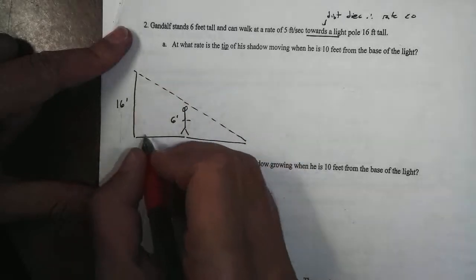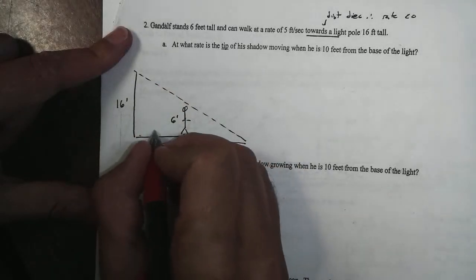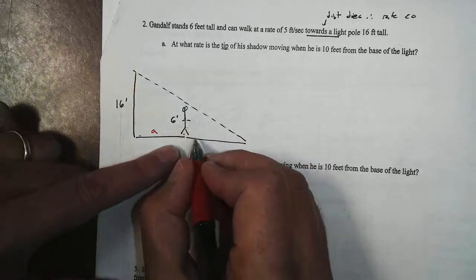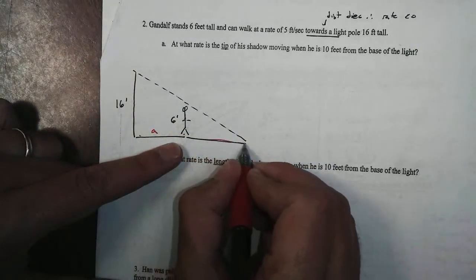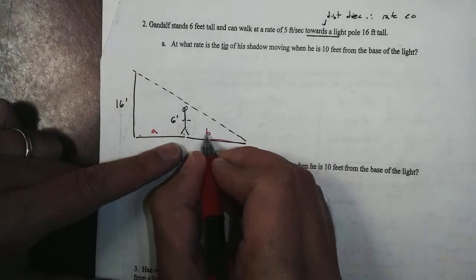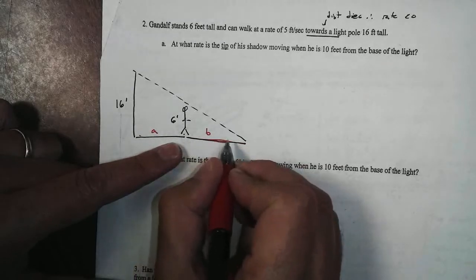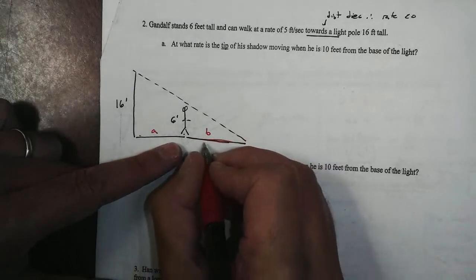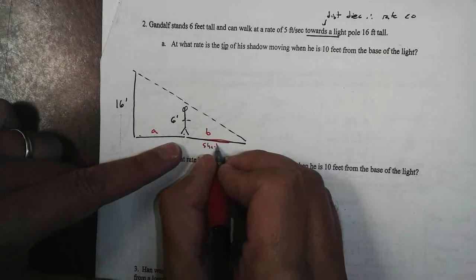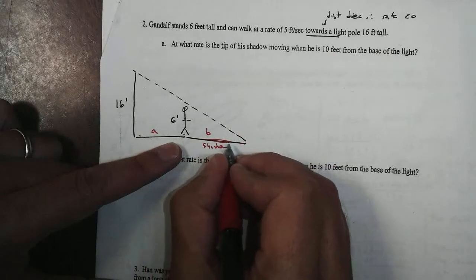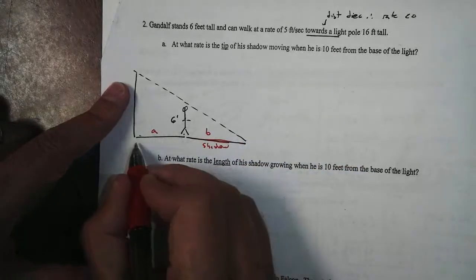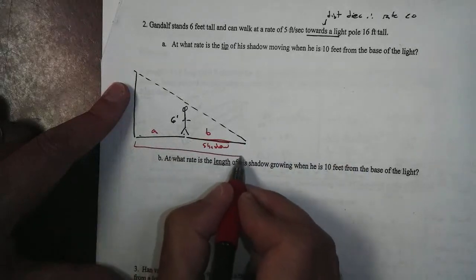But what does change is the distance Gandalf is from the light. So I'll call that A. But also, this distance is going to change: B. Now, B is kind of an interesting part. B is the shadow itself. But I have another length, and that is this distance right here.